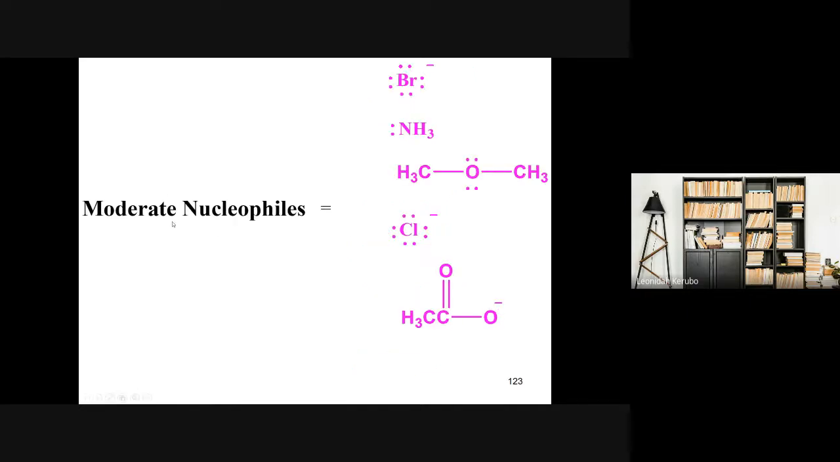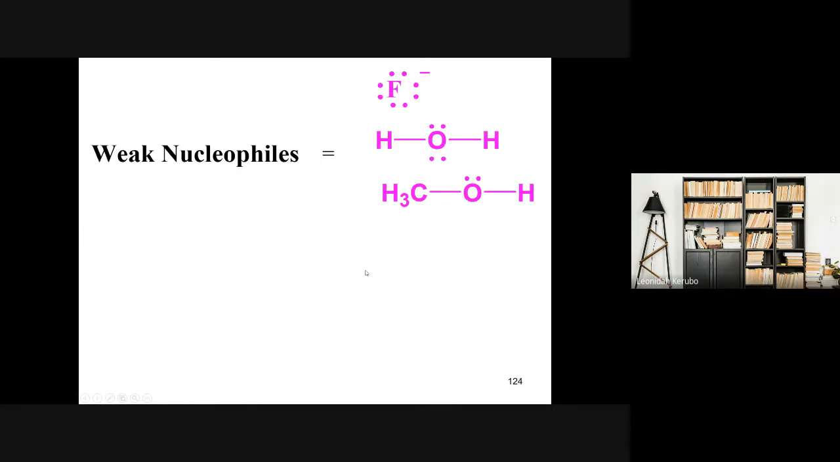In this second category, the moderate nucleophiles, you have the bromide and the chloride ions, and you also have some neutral nucleophiles. The last category is the category of weak nucleophiles. We have fluoride ions, and we also have water and methanol. These are just examples. These are not all the weak nucleophiles that we have.